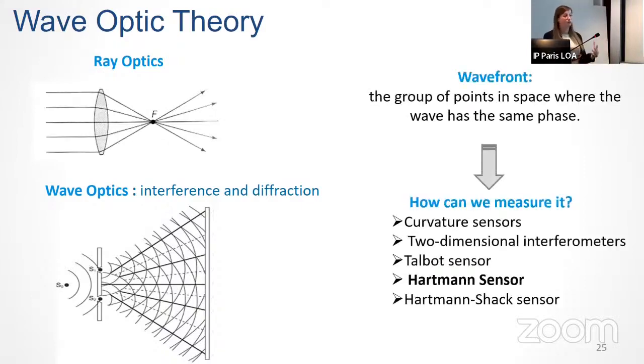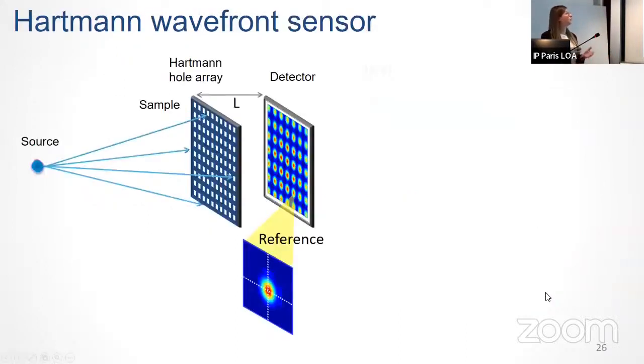So what we want to sample is the wavefront, that is the group of points in space where the wave has the same phase. Several methods were used over the years to measure the incident wavefront of a wave. And what we are going to use now is the Hartmann wavefront sensor. So how does the Hartmann wavefront sensor work?